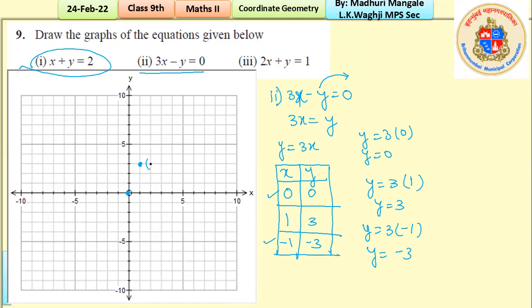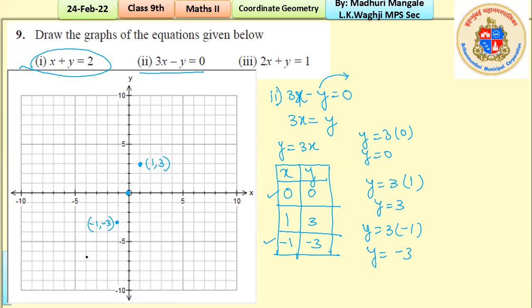Maybe you could just label each and every point. This is 1 comma 3, and then we have the third point, negative 1, negative 3. So x is negative 1, y is negative 3. Start at x equals negative 1 and y is negative 3. So moving down 3 units over here, that's the point. Okay, and label it negative 1, negative 3 that way.